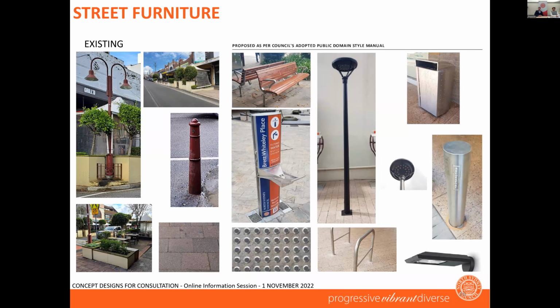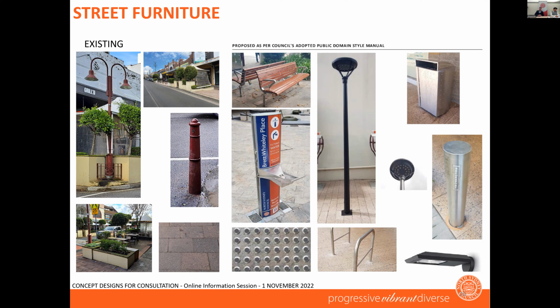Again, some of the other key streetscape furniture elements on the left-hand side, I don't know which way you're looking at this, but you can see the existing streetscape furniture elements. These are from the 1980s and 1990s. The gooseneck lights have literally reached the end of their useful life. We really can't get parts for them anymore.